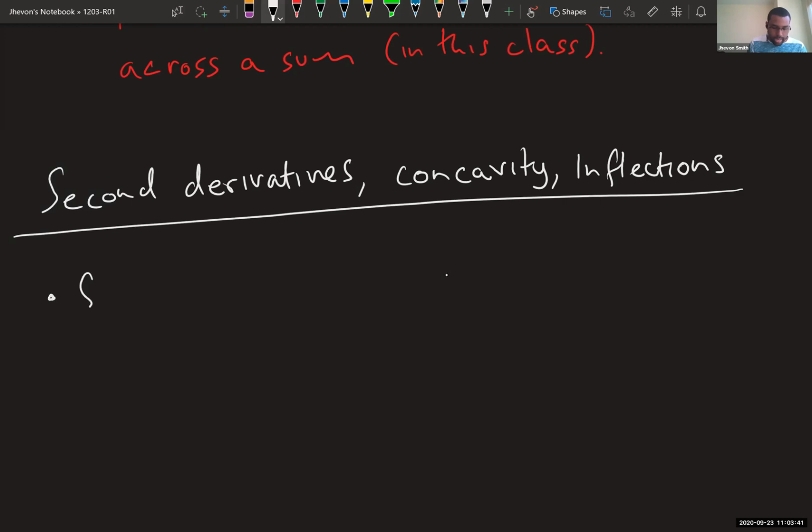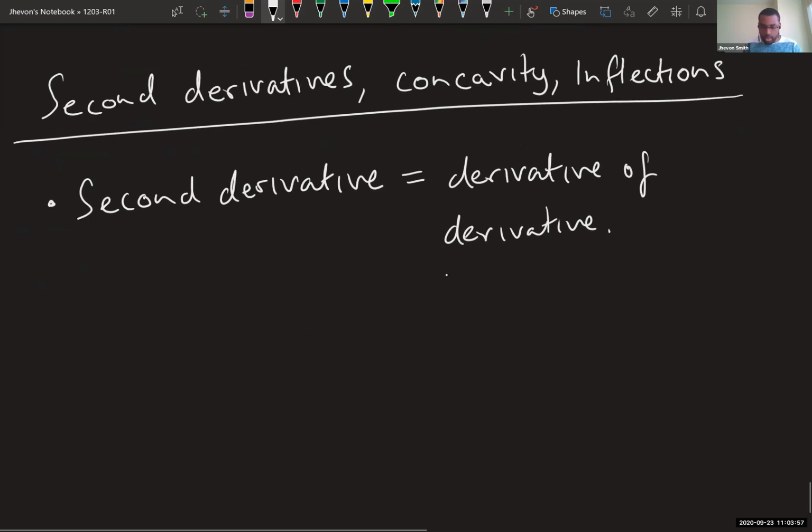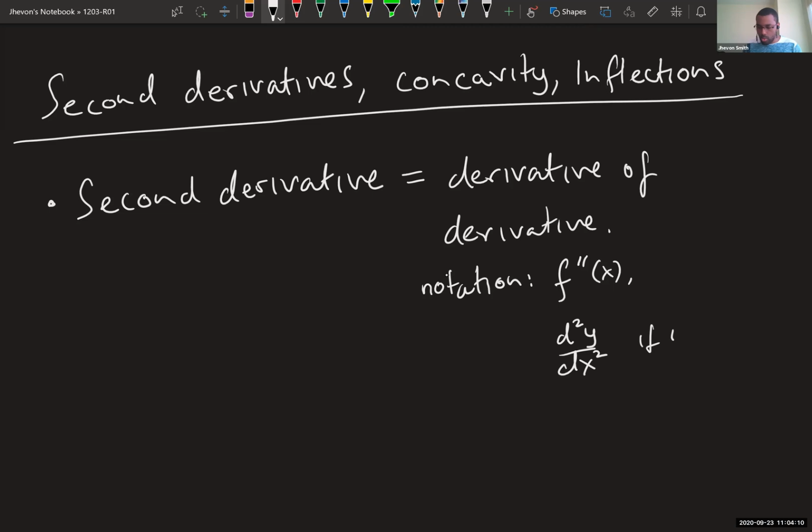So, second derivative equals derivative of derivative, right? The notation, if you're using the prime notation, you can write that as f double prime, or d squared y dx squared, if y equals f of x.